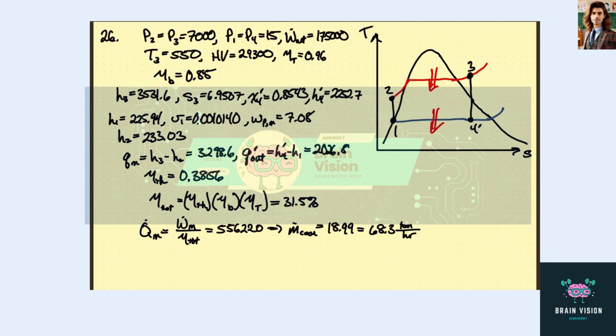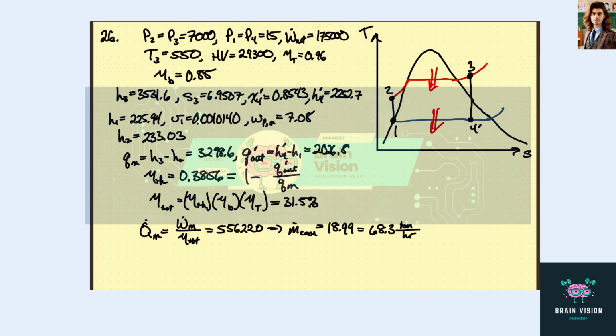Now the heat going in is enthalpy here minus enthalpy here, so that's 3,299 kilojoules per kilogram. The heat going out, in the ideal case, is 2,026.8 kilojoules per kilogram. So the thermal efficiency is 1 minus Q out prime over Q in. That gives us 38.56%.